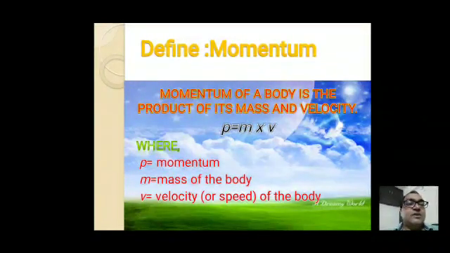So what is the definition of momentum? Momentum of a body is the product of its mass and velocity. How is it written? P is equal to m into v. P means momentum, m means the mass of the body, multiplied by v, where v means the velocity or speed of the body. So momentum is defined as the product of its mass and velocity and it is written as P equals m into v.